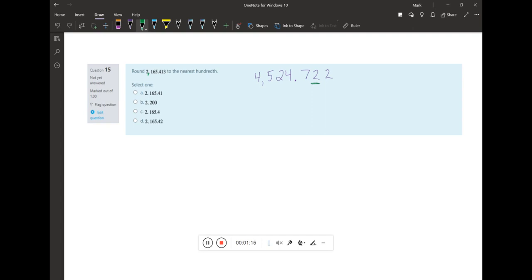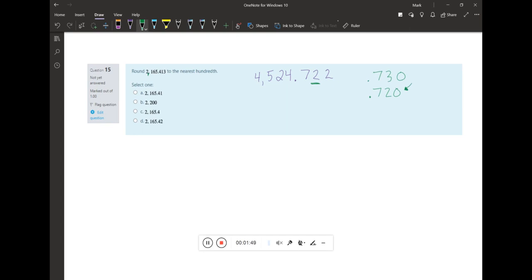We have to decide, is it closer to 72 or closer to 73? If we look at the digit next to it, it's a 2. So really what we're looking for is, is it 0.720 or is it 0.730, which is it closer to? If we look at this, 722 is closer to 720. It seems pretty obvious that it's going to round to 0.72.